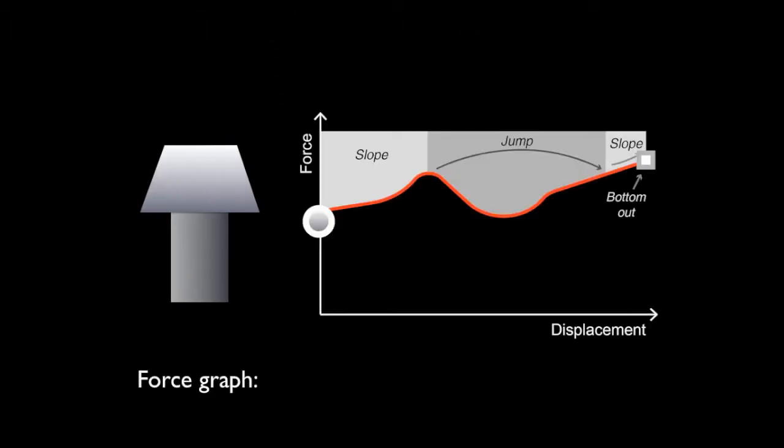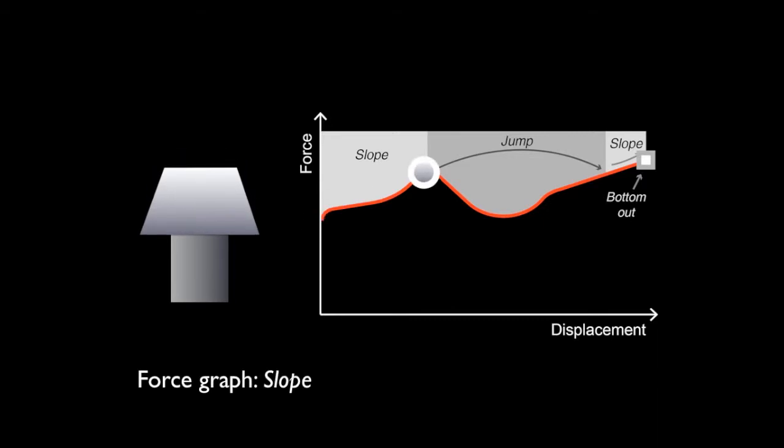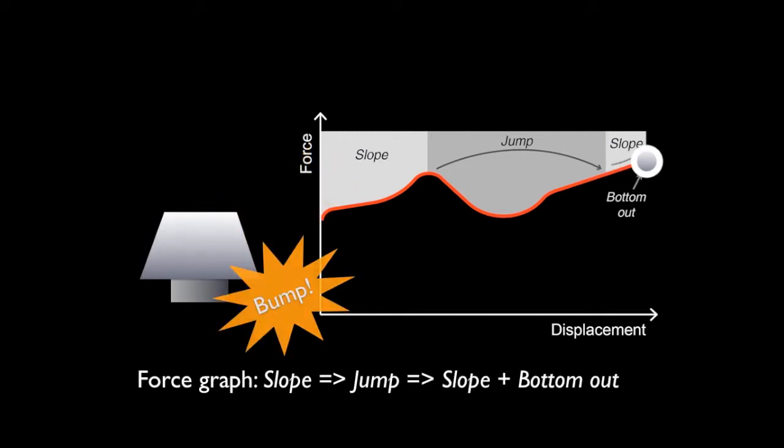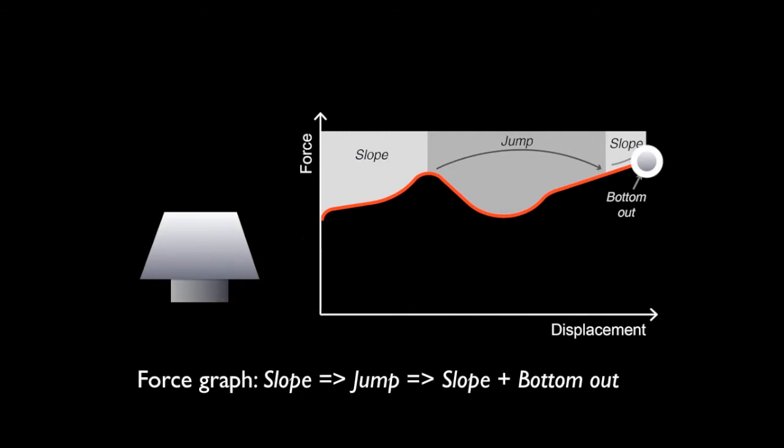This is a force-displacement graph that represents the force feedback characteristic of a typical physical button. We divided this graph into three sections: a slope, a jump, and a bottom out. At the slope, the button is smoothly pushed down, and the displacement is proportional to the finger force. Jump is a sudden displacement change at the point of collapse. After another slope section, the button reaches its maximal travel. It is called bottom out.